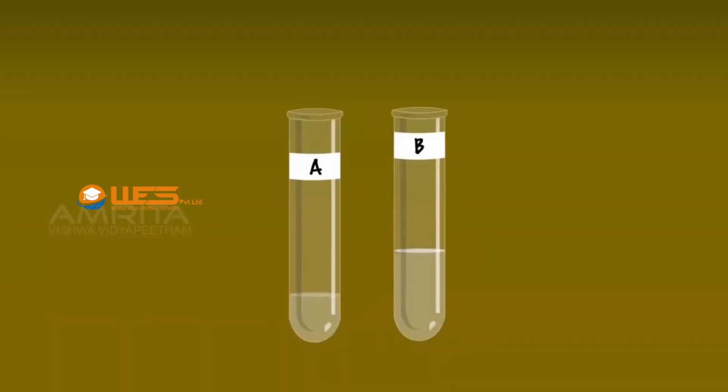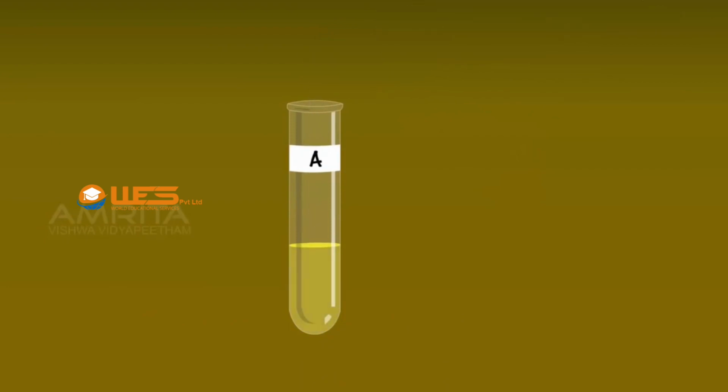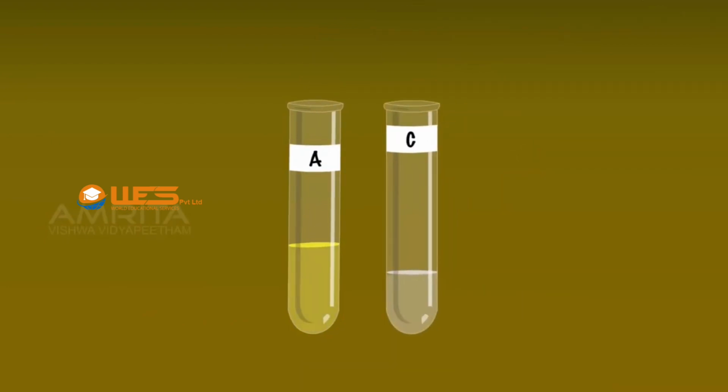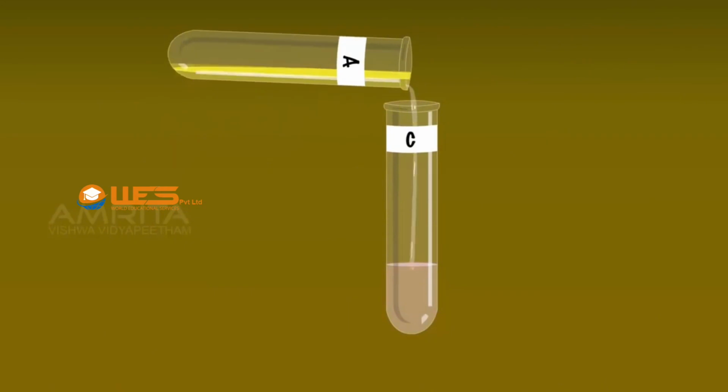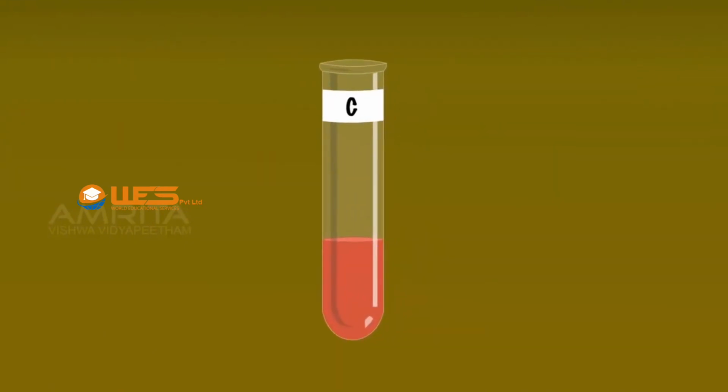Take the test tubes A and B. Add sodium nitrite solution into test tube A. Now add the resulting solution from test tube A to test tube C. Aromatic primary amine reacts with nitrous acid generated in situ by the reaction of sodium nitrite with HCl at 0 to 5 degrees Celsius to produce diazonium salt. This couples with beta naphthol to give a scarlet red dye.